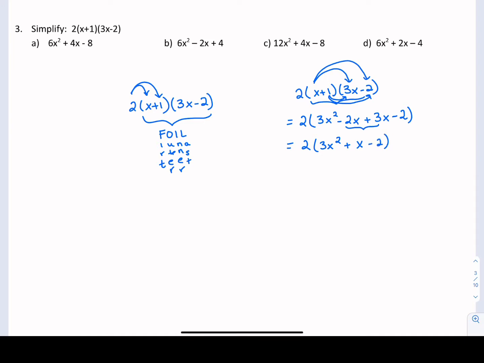So now we're ready to multiply or distribute that 2 through everything inside those brackets. So we're going to have 2 times 3x squared to give us 6x squared. 2 times x is going to be a positive 2x. And 2 times negative 2, your constant, is going to be negative 4 or minus 4. If you take a look at your multiple choice options, that aligns with option D.